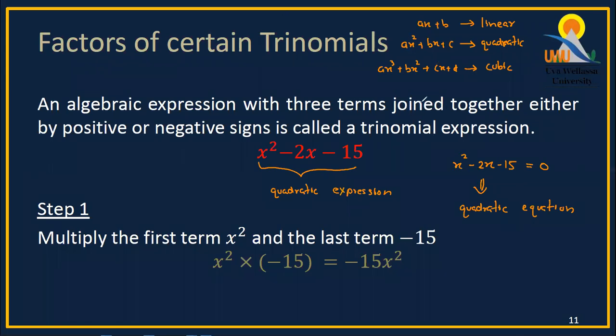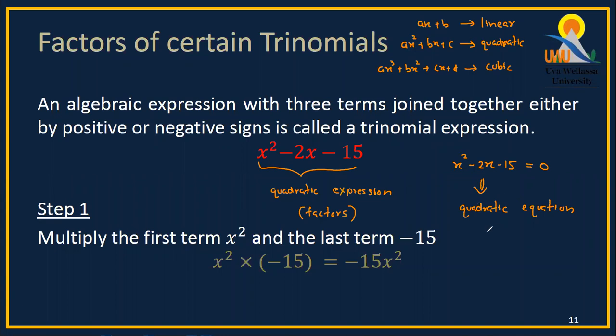Now you may understand what a quadratic expression is, and if it equates to a certain value, here I have just equated to zero, then it is said to be a quadratic equation. Now what we are going to do here is, first of all, identify the factors for this quadratic expression. And I have to tell you this also: for the quadratic expression, we can identify the factors.